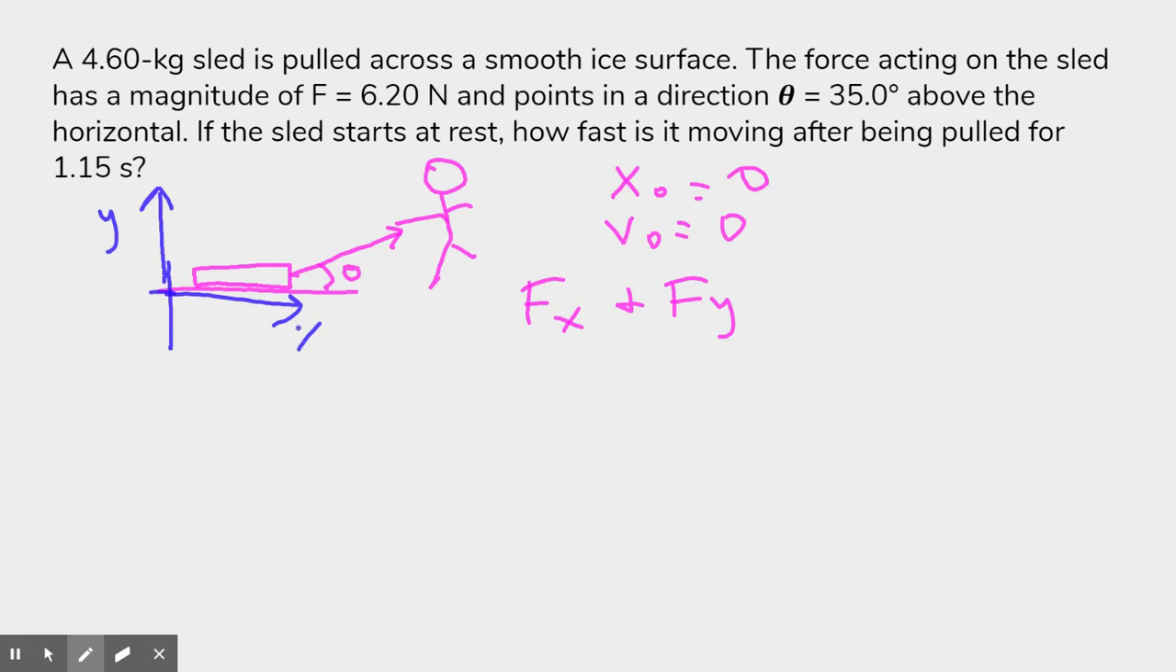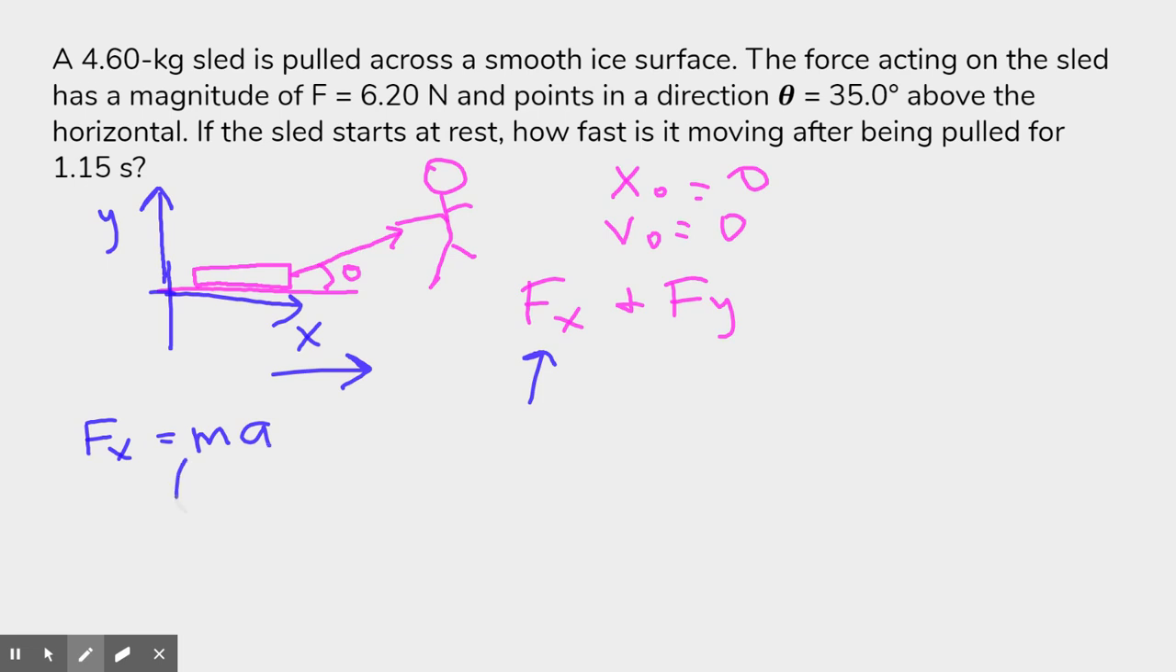There's Y, there's X. Is this person pulling the sled up in the Y direction? No, the person is pulling the sled across an ice surface. So it is moving only in the X direction. So for this particular problem, we can only pay attention to Fx. And again, F equals ma, so we're only paying attention to the X component right now. And we can solve this.